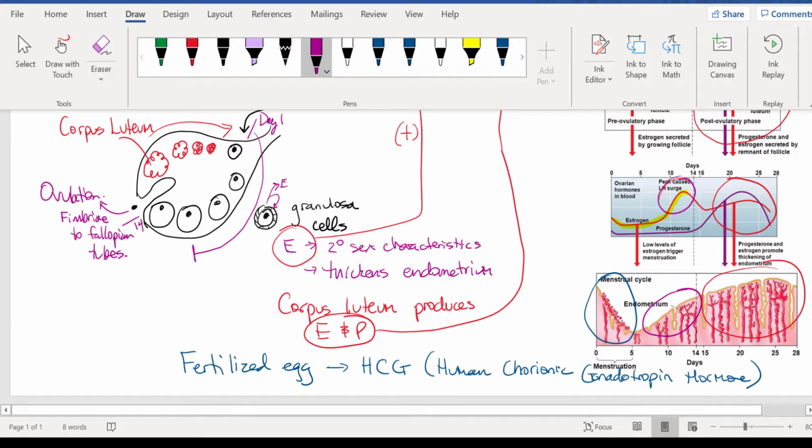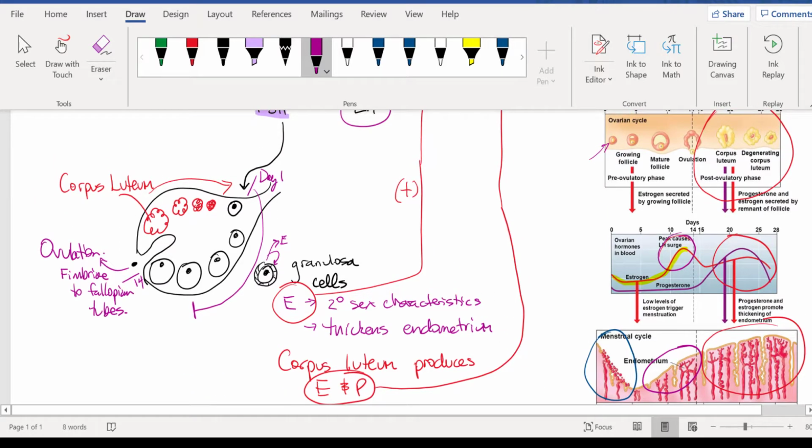Now, if implantation does not occur, then over the course of approximately 14 days, this period right here, from day 15 to 28 approximately, the corpus luteum degrades and the amount of progesterone and estrogen starts to go down, which then doesn't support the endometrium lining, and it is shed in the first 5 days of the cycle.